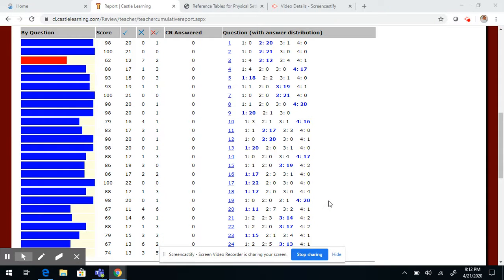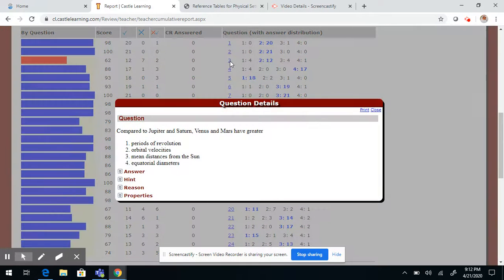Okay, kids, I'm going to go through the Castlelearning and the main ones that you guys got wrong. Anything under a 70, I'm going to go over. So this one's pretty straightforward. Well, kind of. It says compared to Jupiter and Saturn, Venus and Mars have greater what?